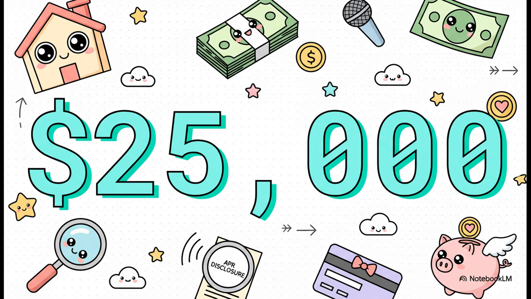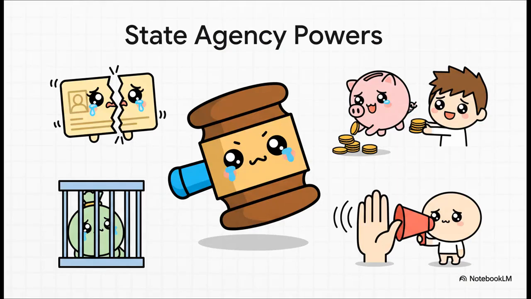But get this, it's not per ad campaign, it's per single act or omission. One bad ad could easily rack up multiple violations and some truly staggering fines. And honestly, the fine is just the beginning. State regulators have some serious power. They can deny, suspend, or even completely revoke your license. They can order you to pay restitution to consumers you've harmed, and they can hit you with immediate cease and desist orders. This isn't just a slap on the wrist. We're talking about protecting your entire career here.